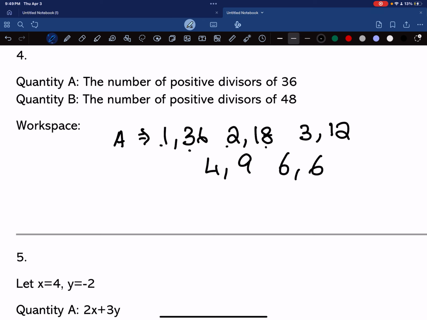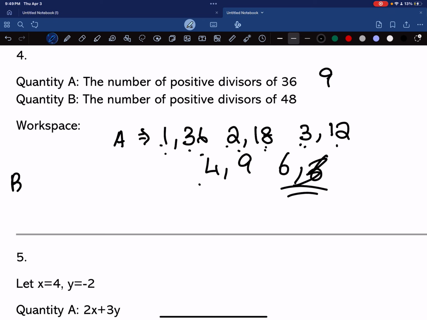1, 2, 3, 4, 5, 6. Oh, sorry, that's 2 6s. 1, 2, 3, 4, 5, 6, 7, 8, 9 positive divisors. Yeah, so don't make the same mistakes I did. I added another 6, but 6 is the same number, so you eliminate that.